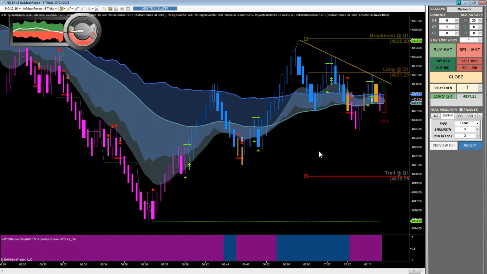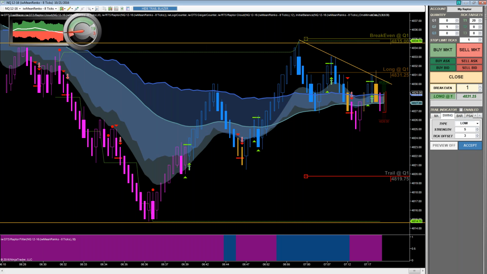If you would like to go that route, I don't think the initial balance lines are that expensive either. You can also do it manually. Just pay attention to the low of the open and the high of the open, hit your F6 button, and throw a line across there and a line across there.